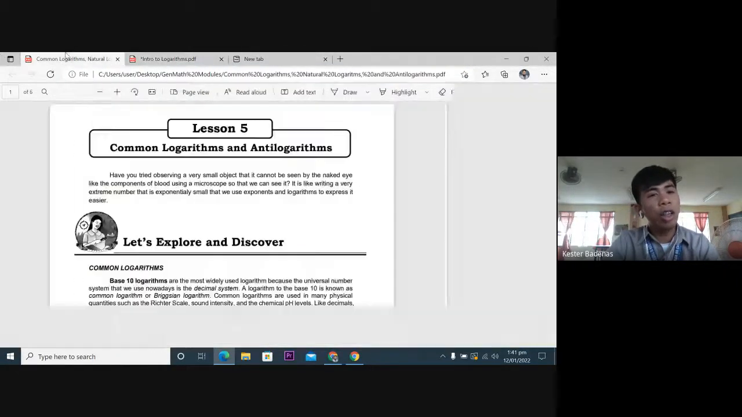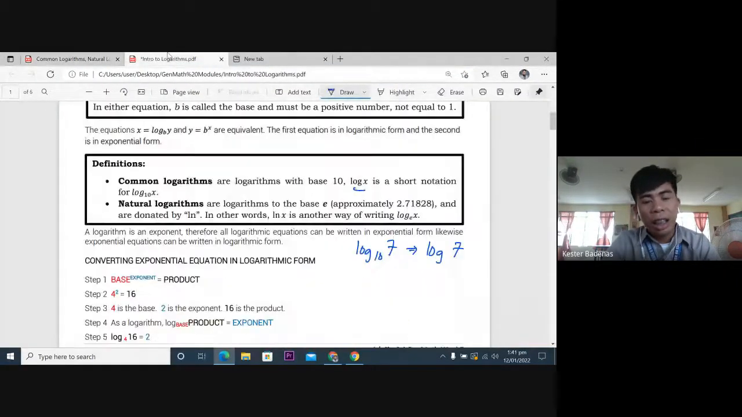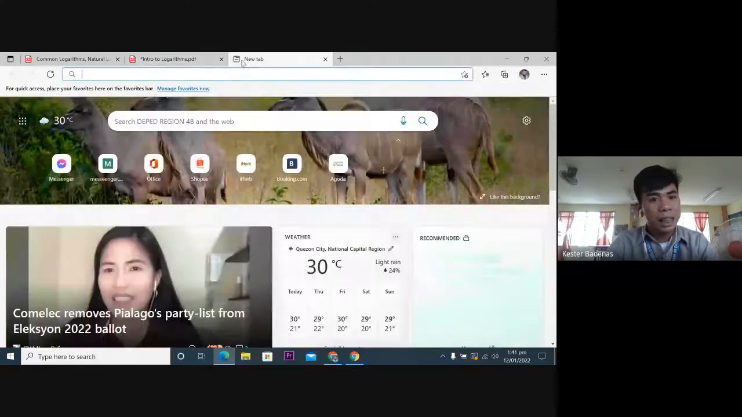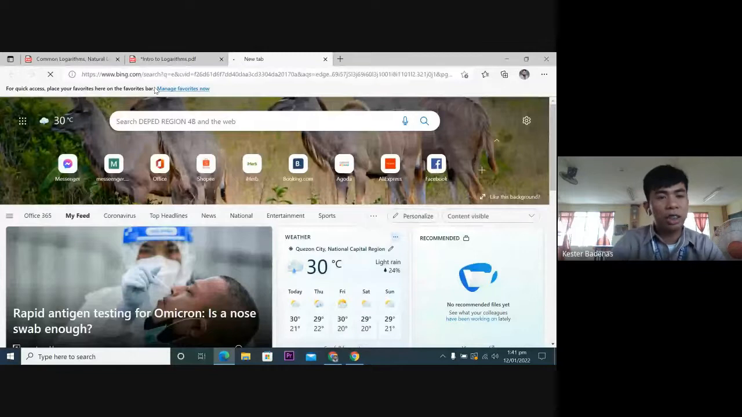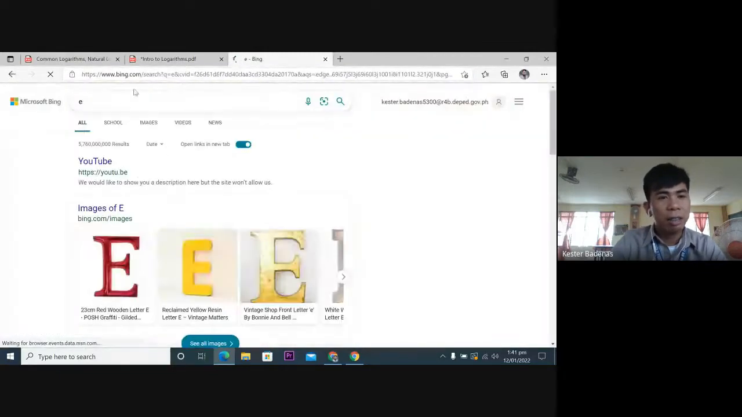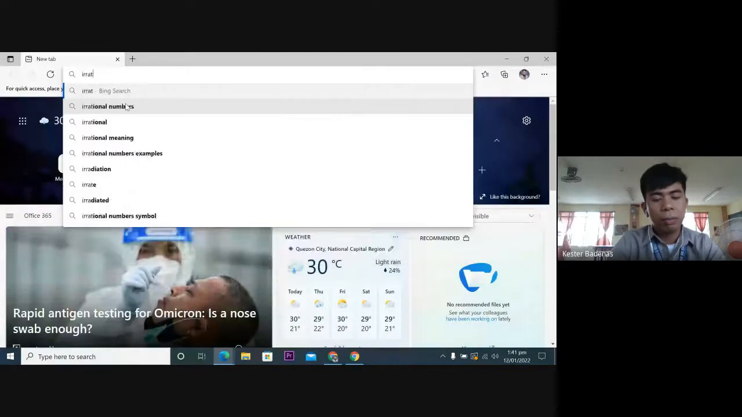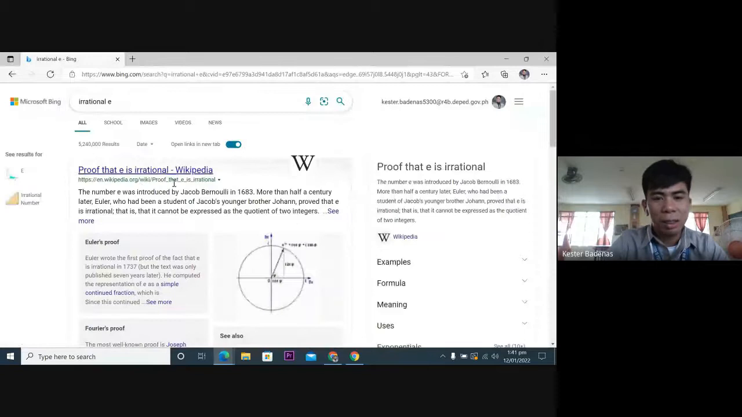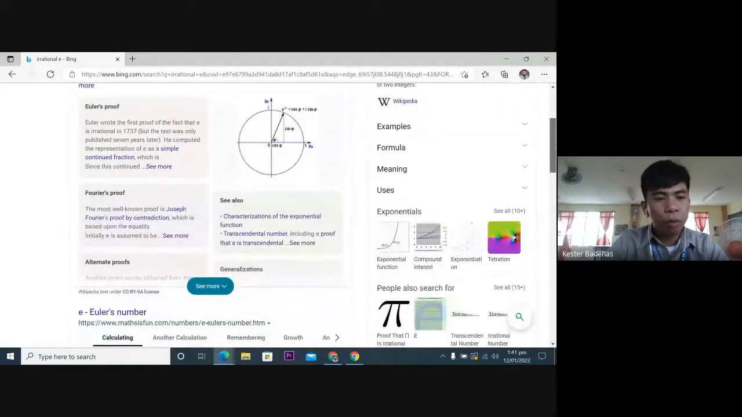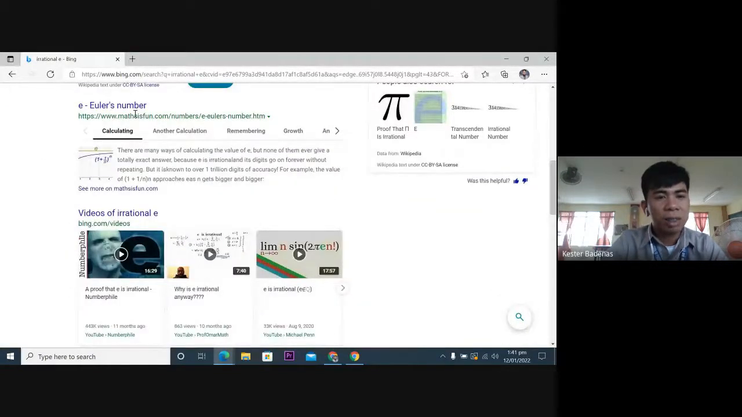Kapag siya ay natural logarithm, ito yung mga logarithms with the base e. So, e. Search natin yung e, ha? Ito yung e.